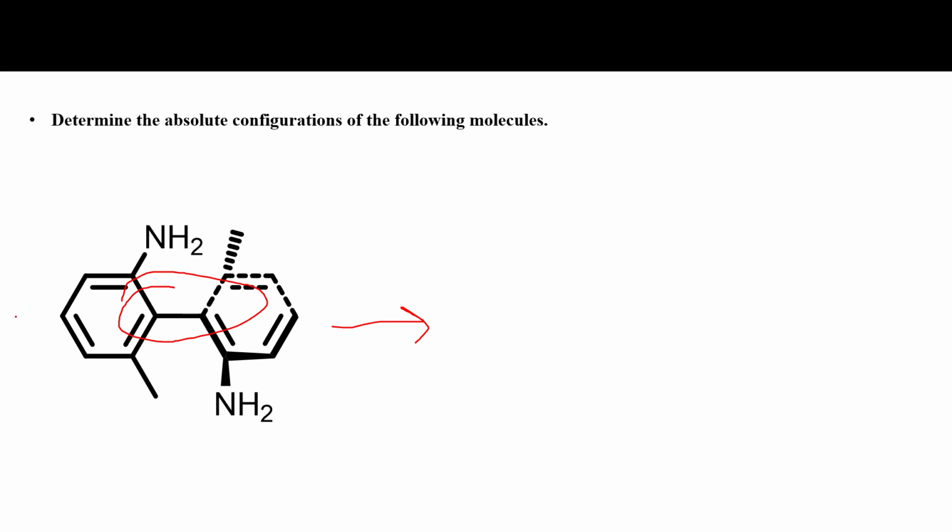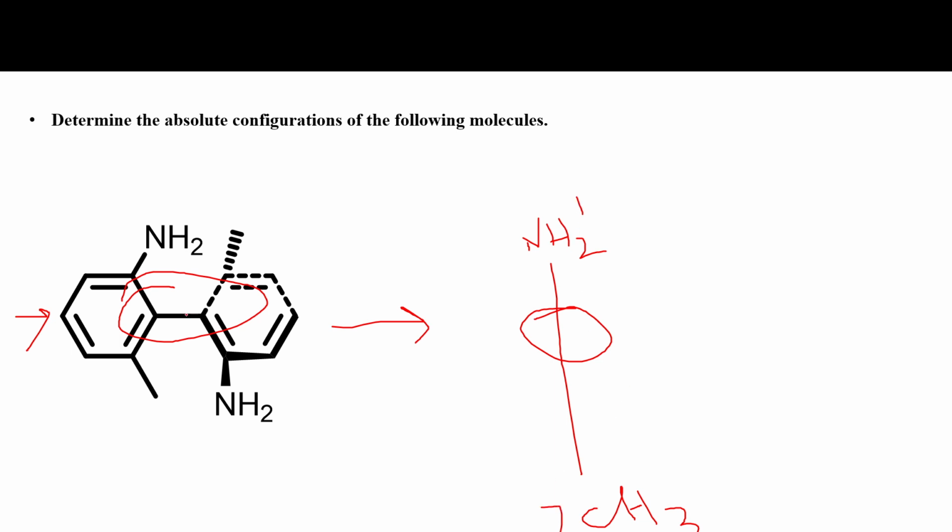First, from which side are we seeing? From this side. So what do we find out? Your amine is up. It is too easy. So amine is up, and your methyl is down. Between amine and methyl, which is your first priority? Amine will be first. This will be second.